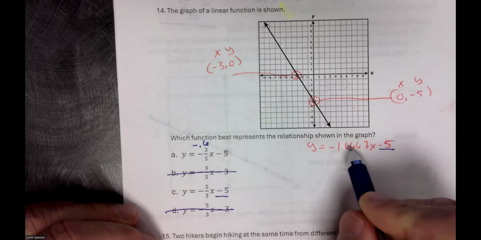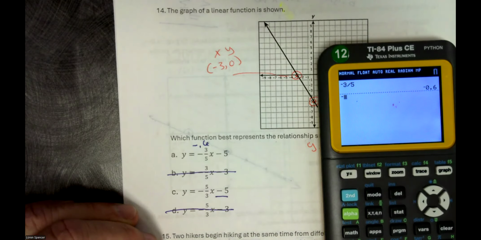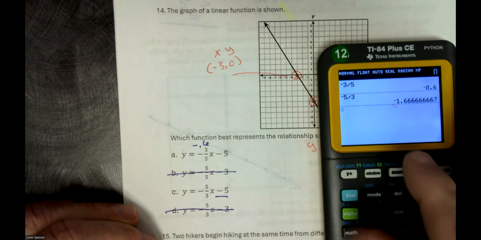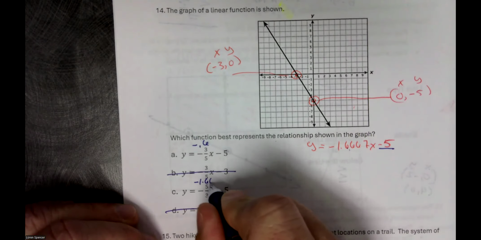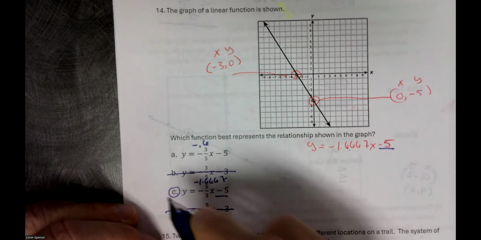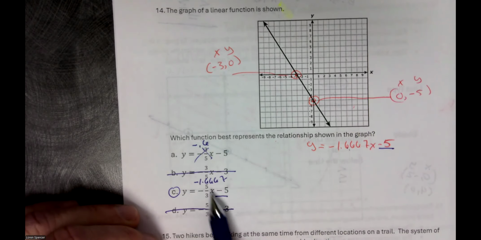That's not what we needed. We needed this. So if I try negative 5/3, negative 5 divided by 3, I get negative 1.667. That means my answer choice is C because that was wrong. Now, that's one way to do it.